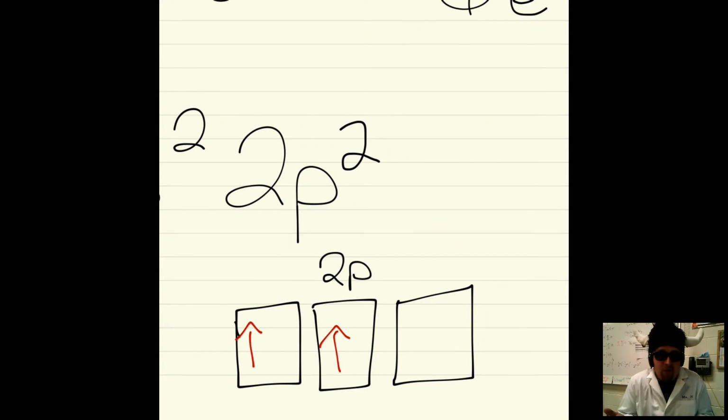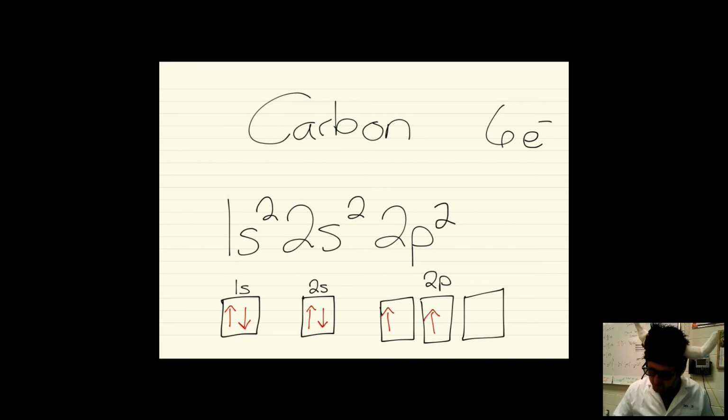So for now, I'm done. So when we zoom out, what you see here is going to be the orbital notation for carbon. 1s2, 2s2, 2p2, and that's what carbon looks like.